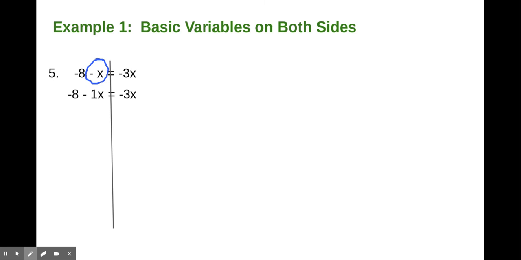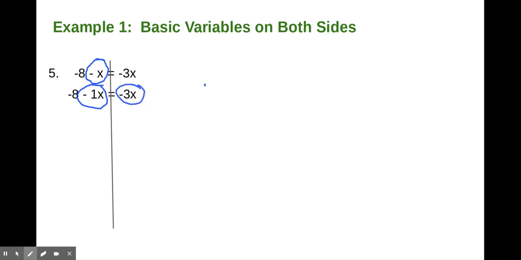Okay, so now if you notice on this, on the left side here, I just have one variable term. Well, that's okay. I mean, every equation looks a little different. So I'm still going to do the same thing. I'm going to take the baby bear to the mama bear, but let's take a look and see what we have. We have a negative 1x and I have a negative 3x.